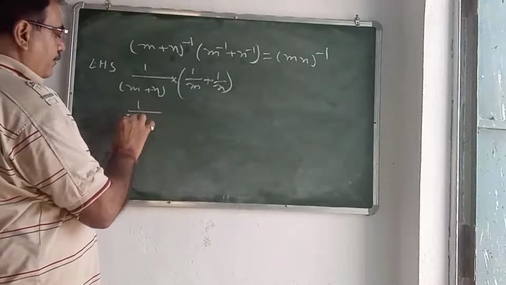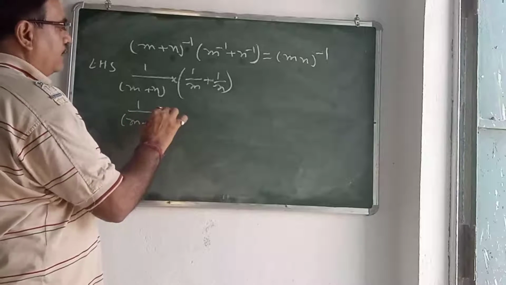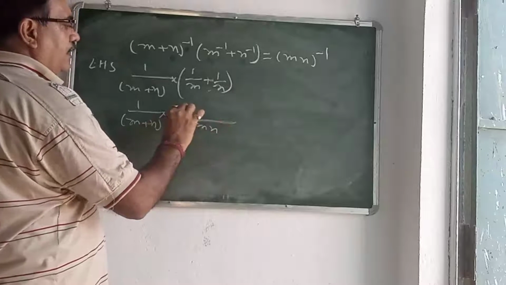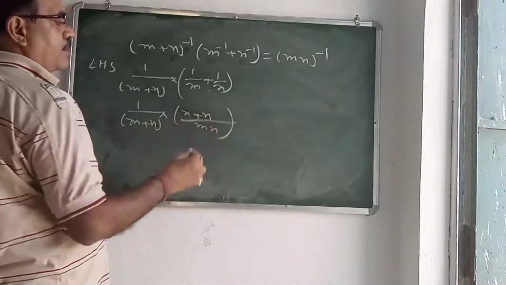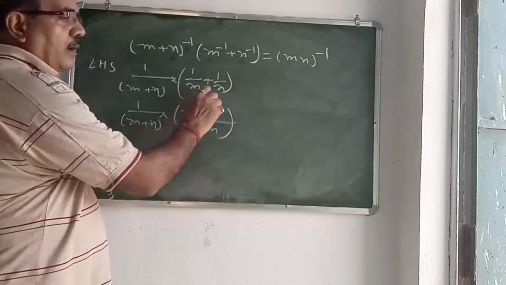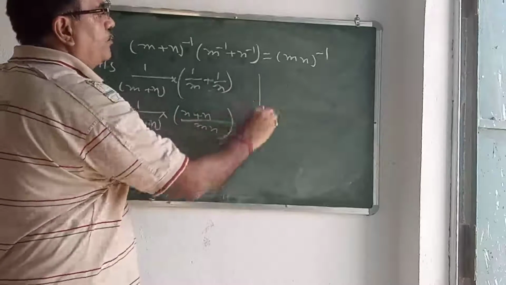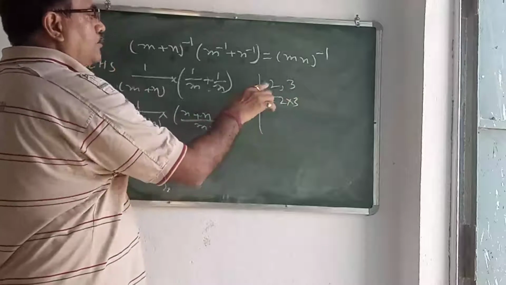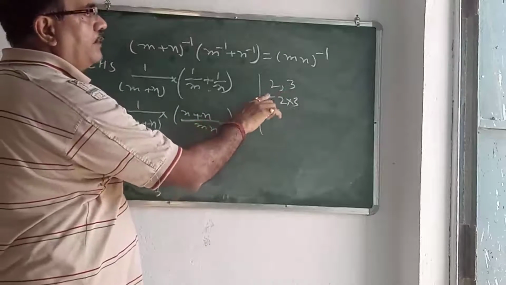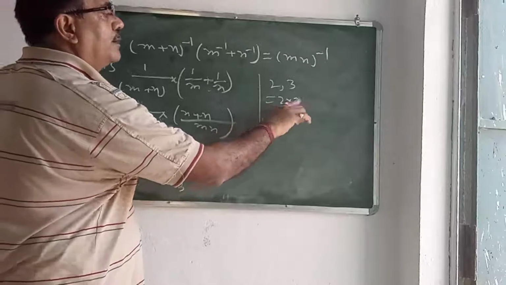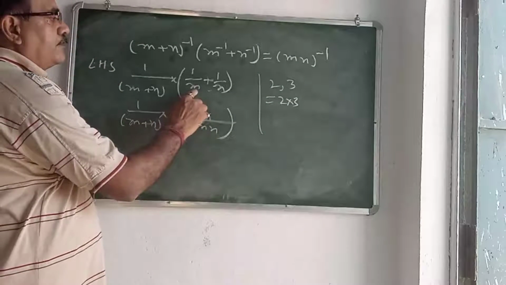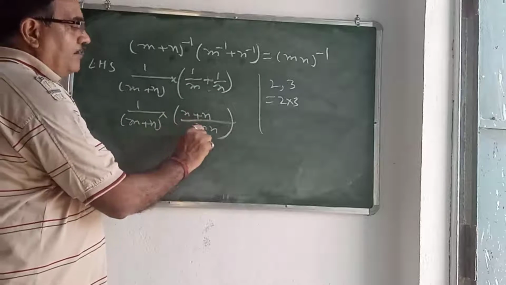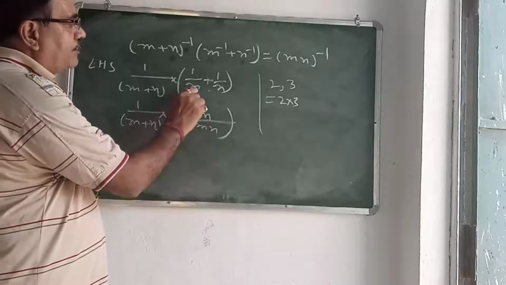1 by m plus n into, what is the LCM? LCM will be mn. Here n plus m will be left. What is the LCM of m and n? Two different. What is the LCM of 2 and 3? 2 and 3 LCM means 2 into 3. 2 is different, 3 is different. So when you have to take the LCM, we have to multiply together. Similarly, m is different, n is different. So what is the LCM of m and n? M into n.